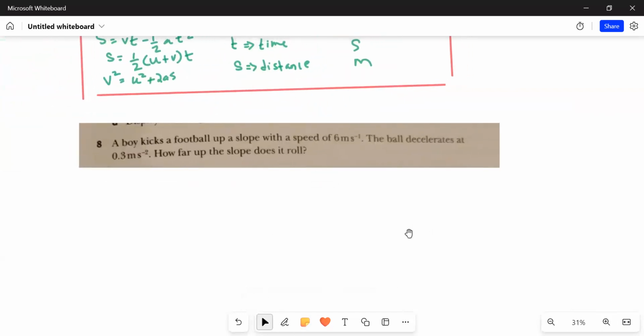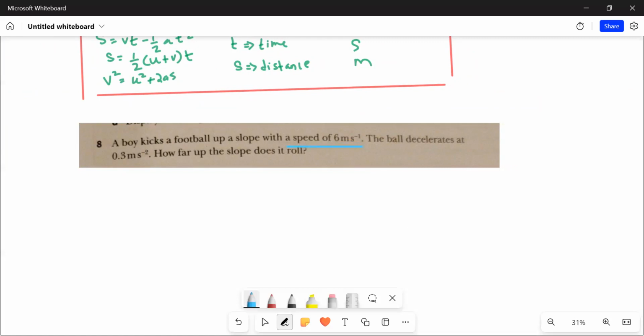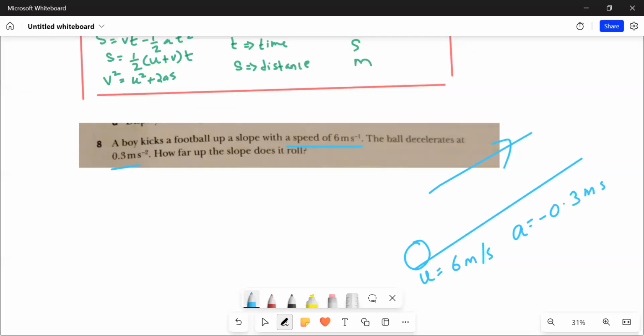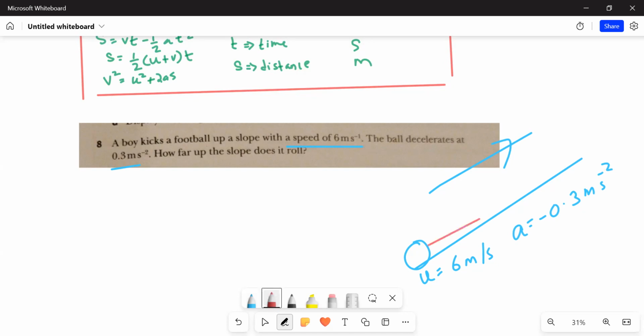Okay, so the question is, a boy kicks a football up the slope with a speed of 6 meters per second. So there's a slope and a football is going up, and the initial speed is 6 meters per second. The ball decelerates at 0.3 meters per second square. That means a equals minus 0.3 meters per second square. How far up the slope does it roll? So you need to give this distance.